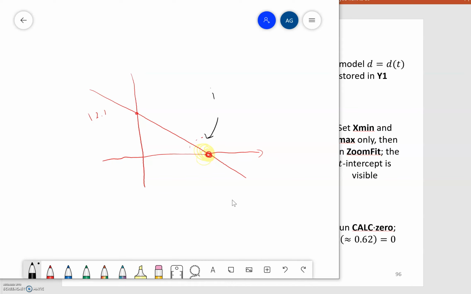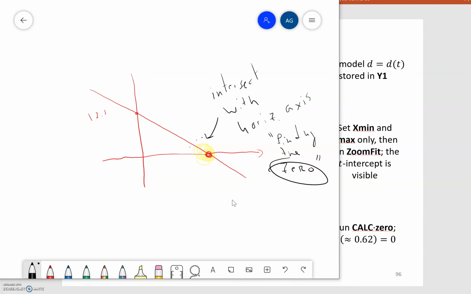Actually, it's not the x-axis in this case, it's the t-axis, so let's just say it's the horizontal axis. And what we're doing is finding the zero of the function. When I say finding the zero, I mean we're finding where the function is zero. So it's not that the input is zero, it's that the output is zero. And there's a calculator procedure for this, and it's called calc zero.